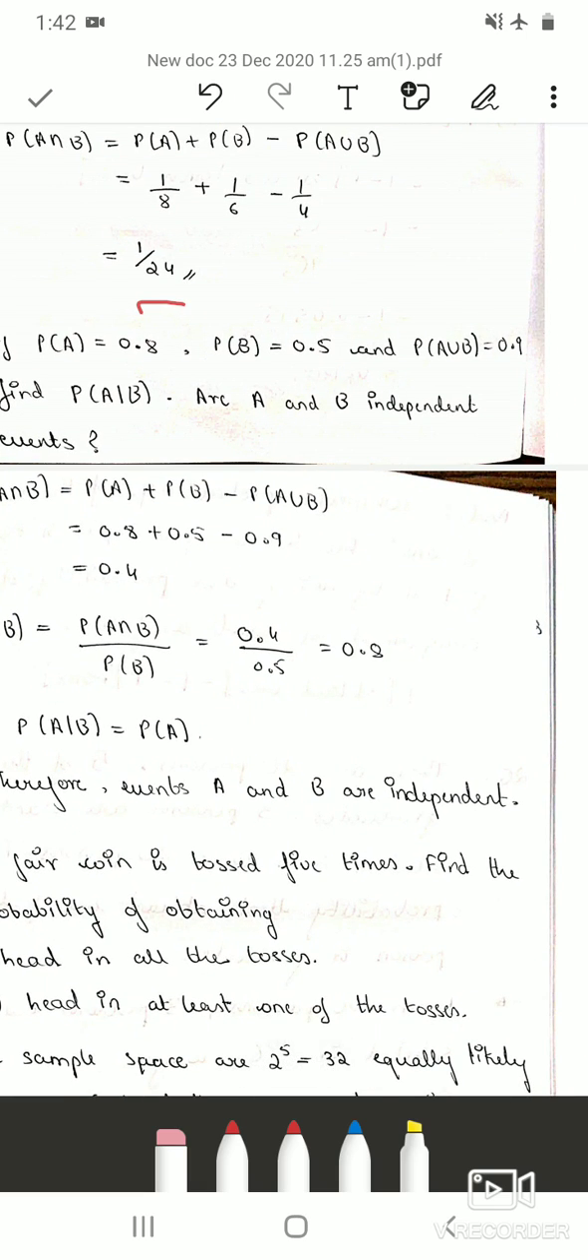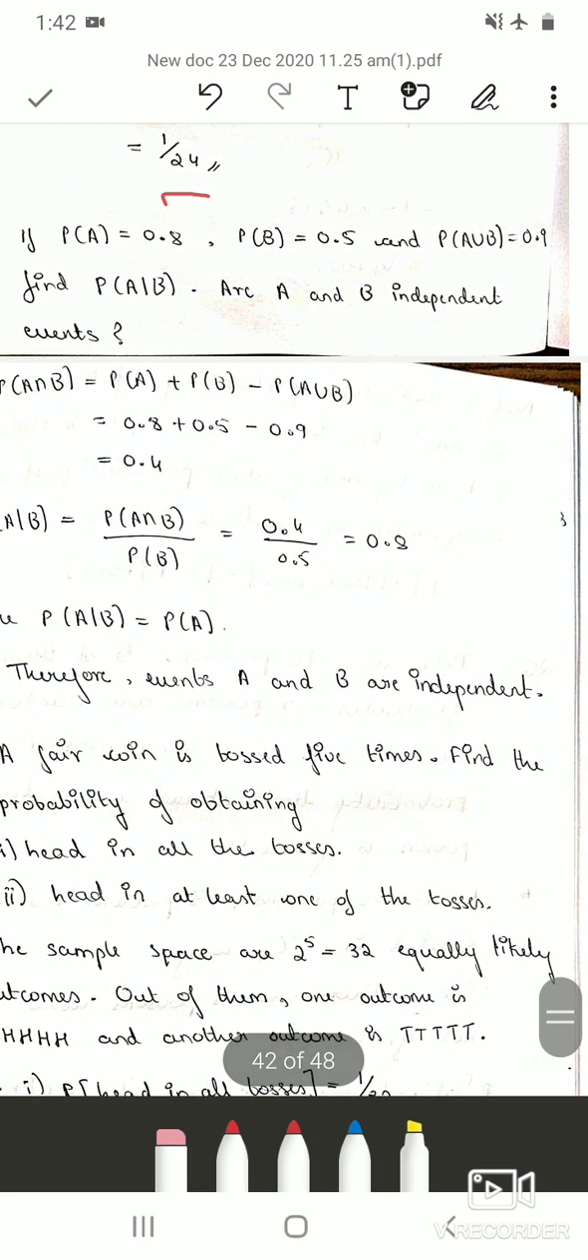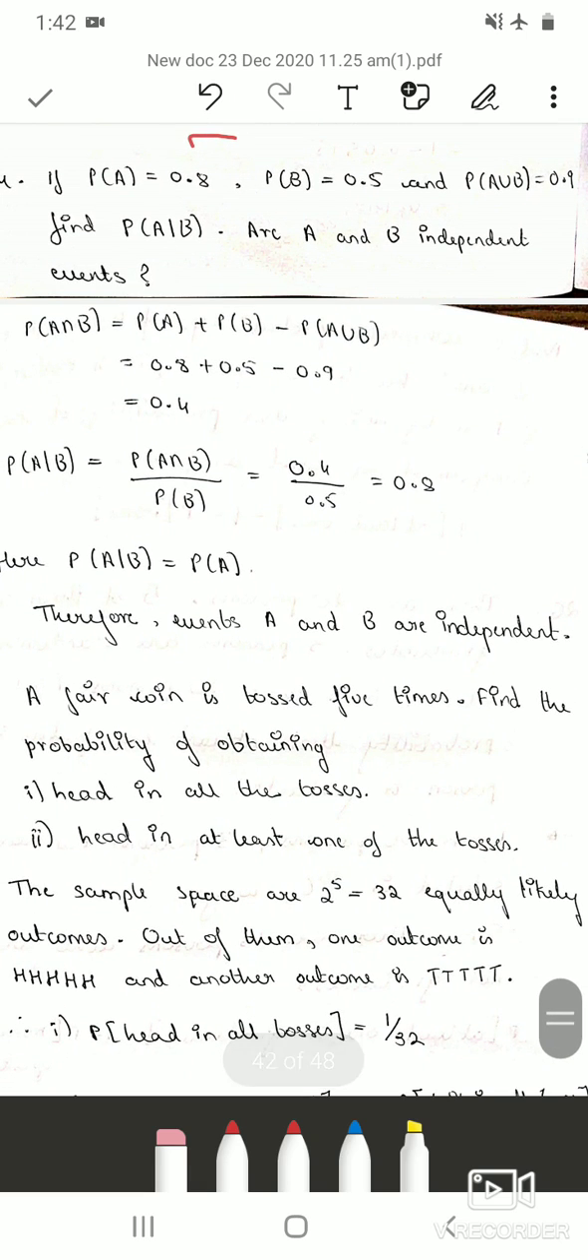So the 24th problem is, if probability of A is 0.8, probability of B is 0.5 and probability of A union B is 0.9, find probability of A given B and are A and B independent events. So to find out probability of A given B, we have to know the probability of A intersection B. So calculate A intersection B using the addition theorem. So we have got it as 0.4 and now substitute it in the formula of the conditional probability. So probability of A given B is probability of A intersection B divided by probability of B, which is 0.4 by 0.5, which is 0.8.